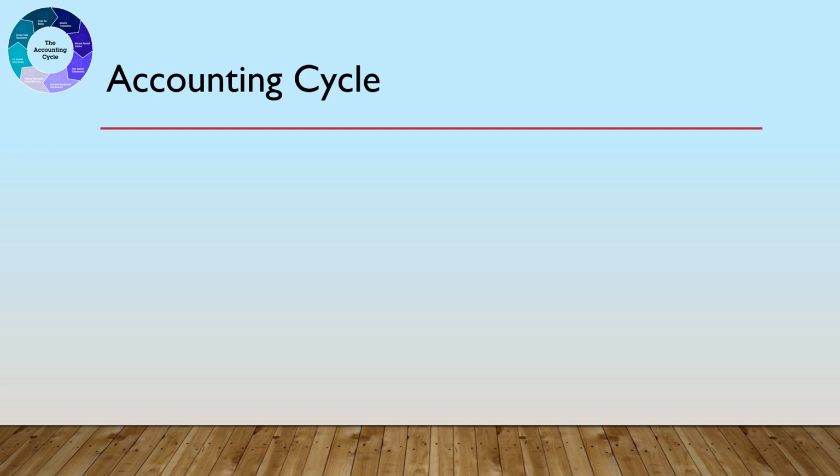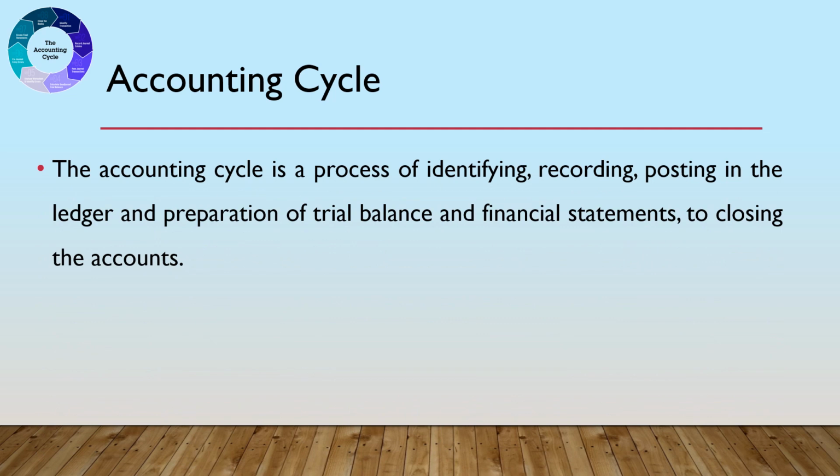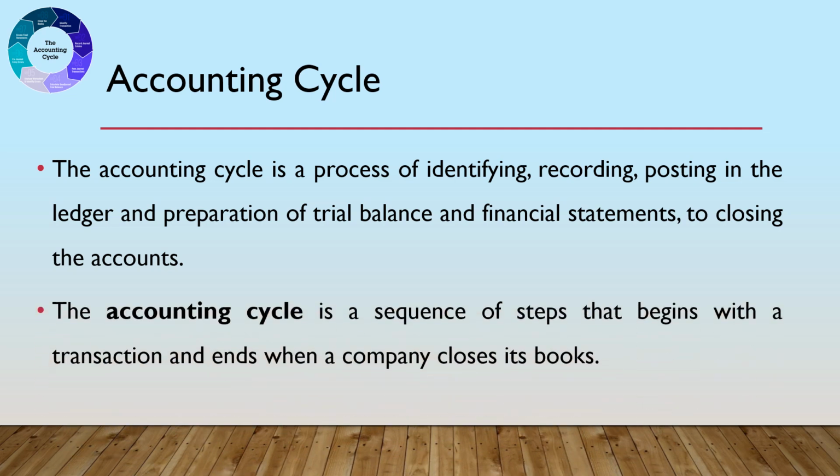First, we are going to learn the accounting cycle under the conventional financial accounting or reporting. The accounting cycle is a process of identifying, recording, posting in the ledger, and preparation of trial balance and financial statements to closing the account. When we narrow it down, the accounting cycle is a sequence of steps that begins with the transaction and ends when a company closes its books.